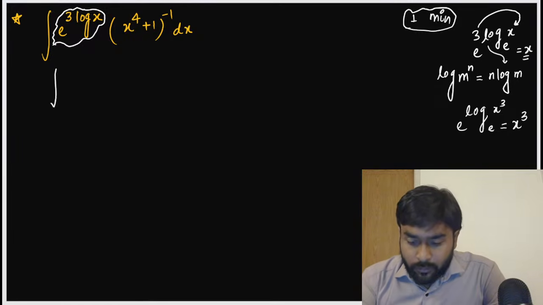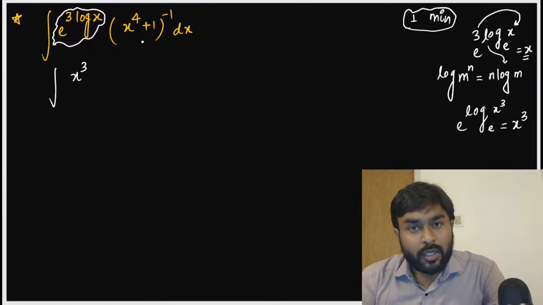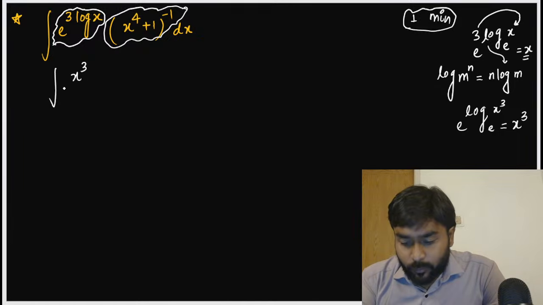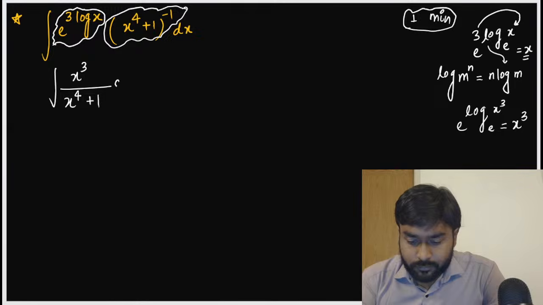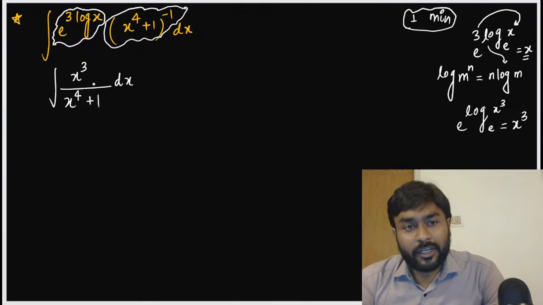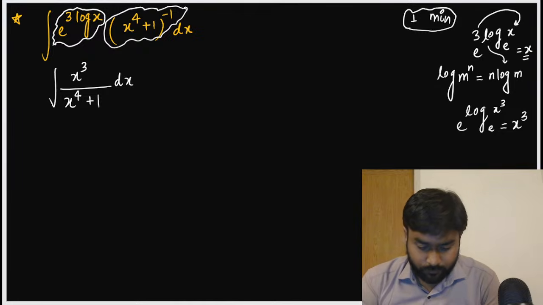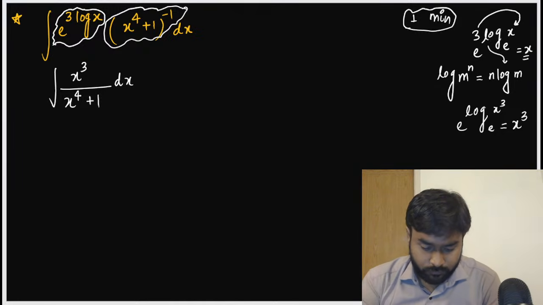After this, what we can do? This will become x cube. The second term, this you can transfer in denominator. So this minus 1 will become plus 1. So now we can write x power 4 plus 1. Anyone can tell me after this? Tell me after this. Okay, tell me after this. After this, what can we do?